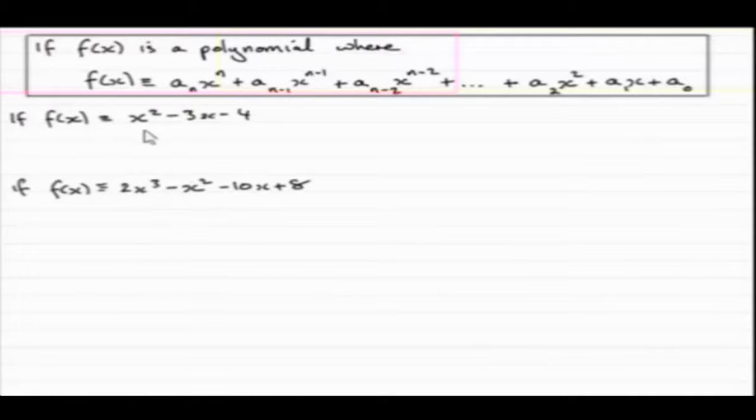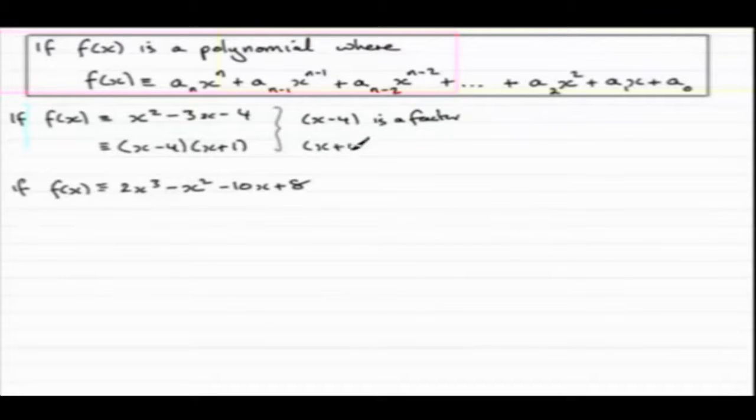Now if you have a polynomial, f of x, and let's just suppose that the polynomial can factorize. Take for instance this polynomial here. It does factorize. It factorizes to two factors. One of them is x minus 4 and the other one is x plus 1. Two factors then. Let's just put those factors down. So the first factor was x minus 4. So x minus 4 is a factor. And the other factor was x plus 1.